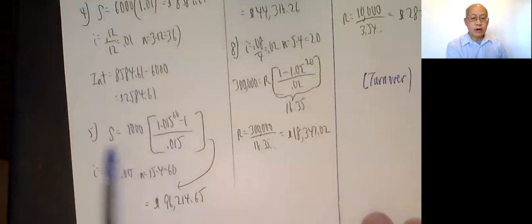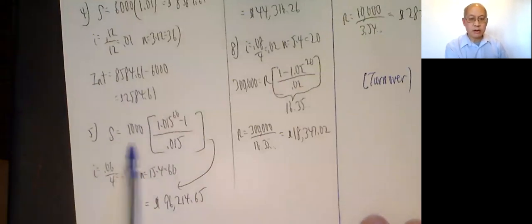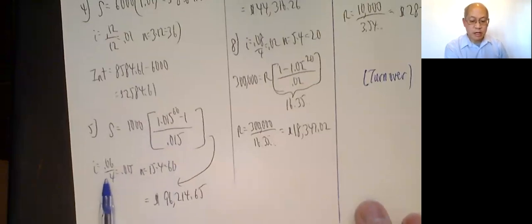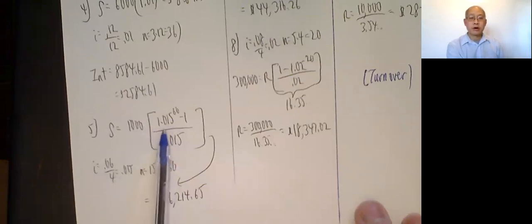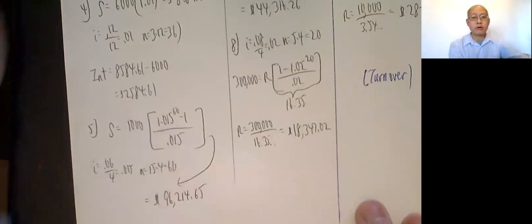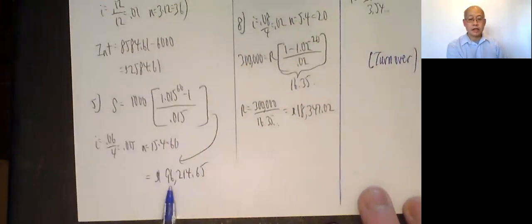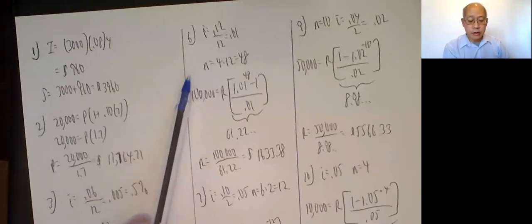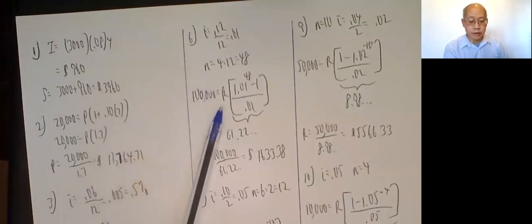Number 5, future value of annuity. So S is $1,000 times 1.015 to the 60th power minus 1 divided by 0.015. We are given 6% compounded quarterly. So 0.015, and 15 times 4, because it's quarterly, is 60. So 1,000 times 1.015 to the 60th power minus 1 over 0.015. I'll take the calculator, $96,214.65.